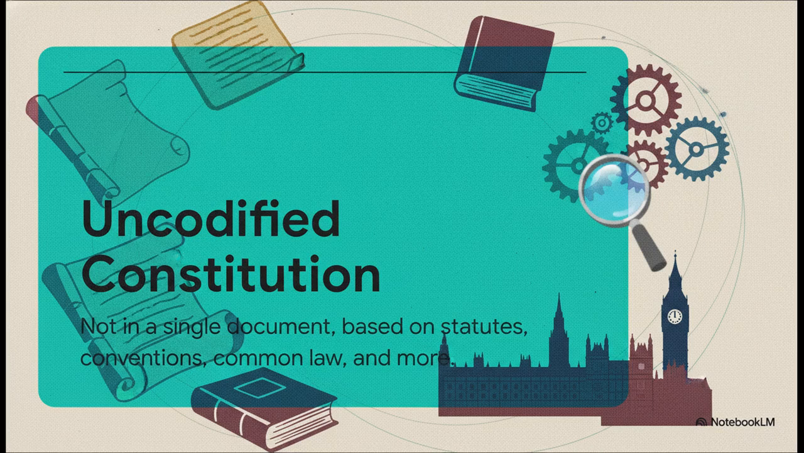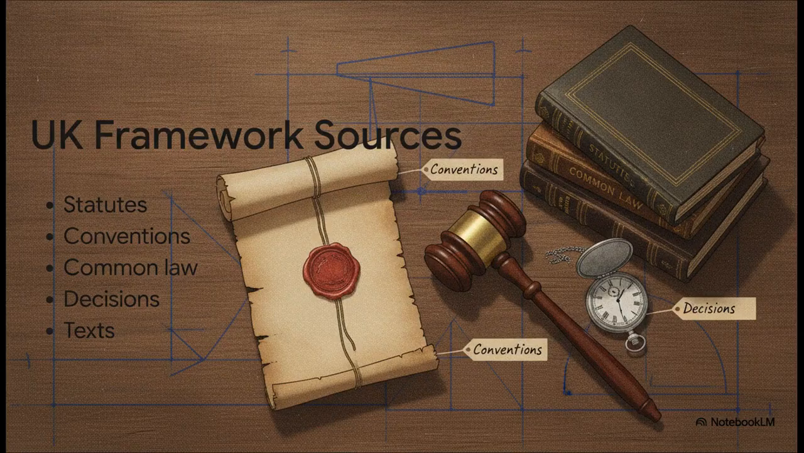Instead, the framework is pulled together from multiple different places that have just layered on top of each other over centuries. It's really fascinating. So, if it's not one single document, where exactly do these rules live? Well, the UK framework is actually woven together from 5 distinct sources. It relies on formal statutes passed by the legislature, blended with these unwritten historical conventions. Then you add in common law and judicial decisions shaped by courts over time, and finally, authoritative texts written by respected experts. It's an organically evolving blueprint.